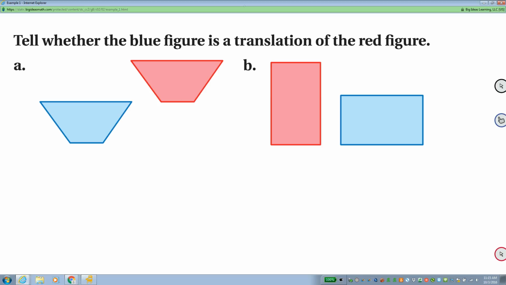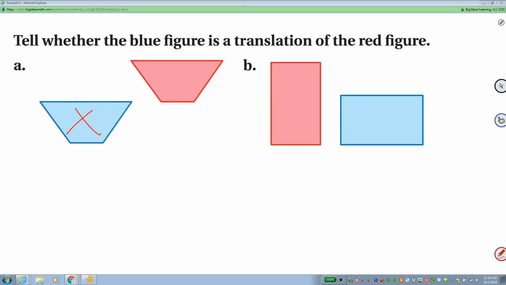All right, so if we just take a look at this blue figure, this first one, is this blue figure a translation of the red figure? Who would like to answer that one? Kim? Why? It's exactly the same shape, same size, they're congruent, and all you did with it is do what?